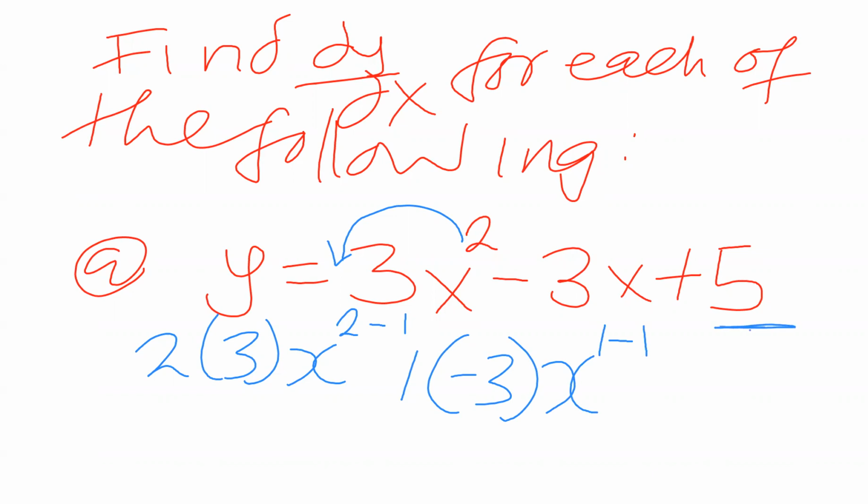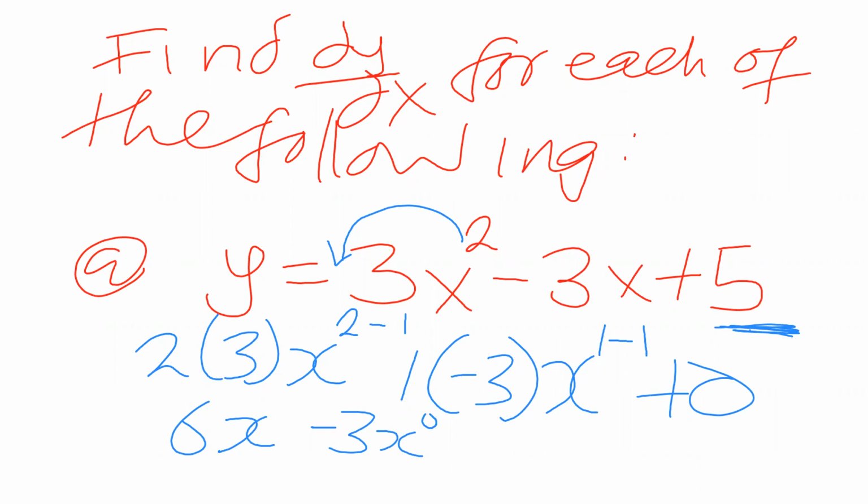Then whenever you are differentiating a constant, the derivative is always 0. So you say, what is the derivative of 5? The derivative will be 0, as long as it is a constant. So therefore, you say plus 0, and you remain with 6x minus 3, x to the power 0, because 1 minus 1 is 0.